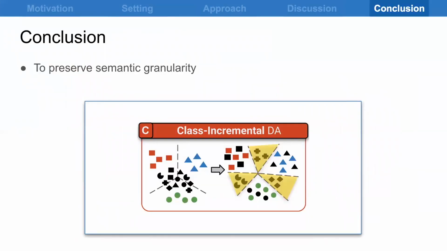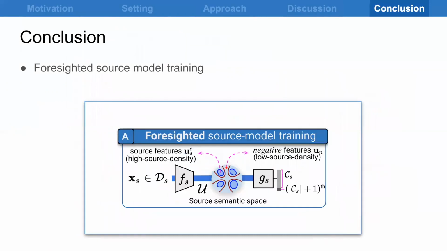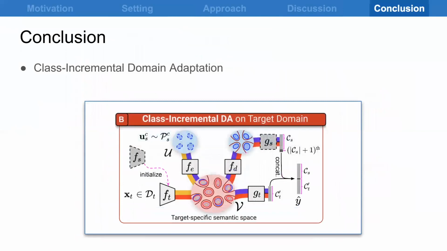To summarize, we propose a novel domain adaptation paradigm that addresses class incremental learning in the presence of domain shift. In contrast to prior work, our method is aimed at preserving semantic granularity during the adaptation process. An effective strategy for foresighted source model training, in combination with a novel class incremental domain adaptation algorithm, make the method a viable choice for practical domain adaptation scenarios.